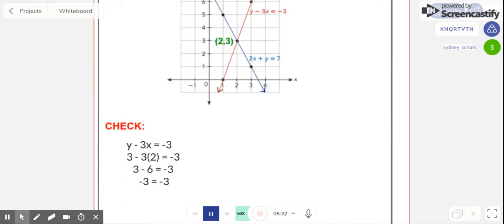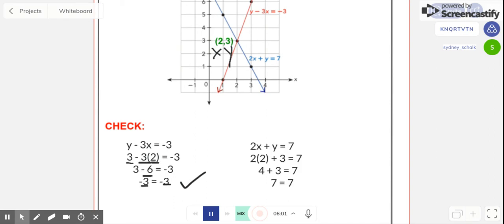I started with y minus 3x equals negative 3. I plugged in my x and my y into that equation and got 3 minus 3 times 2 equals negative 3. Well, negative 3 times 2 gives me negative 6. So I have 3 minus 6, which is negative 3. And that does equal that negative 3 on the right side. So far, so good.